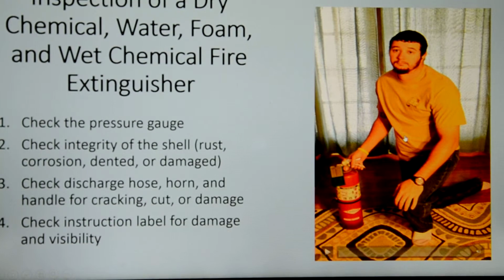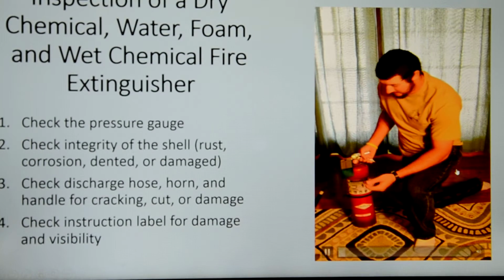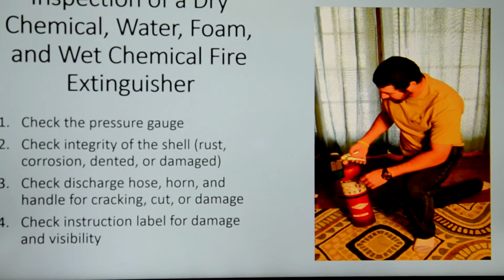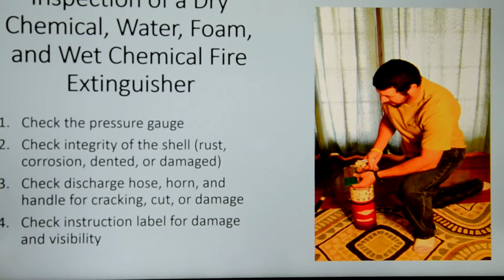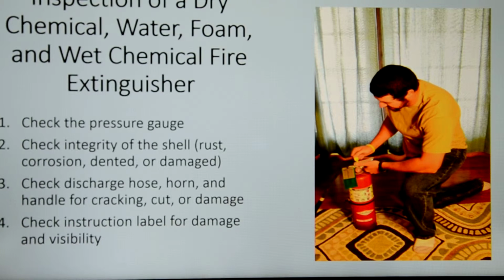And here's a short video. It's a dry chemical fire extinguisher, and I'm explaining how to properly inspect one. So when you get to one, first thing you want to do is check your tag. Make sure it's punched for this month. You want to check the safety seal, make sure it's not broken.